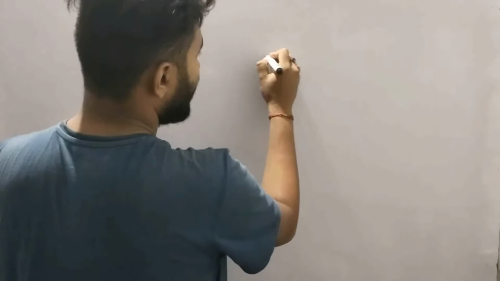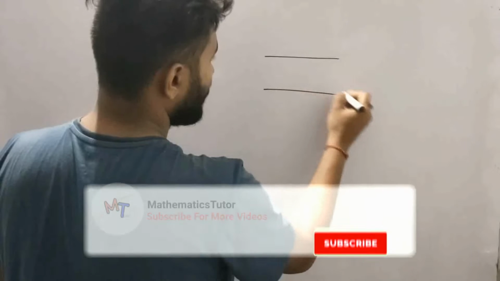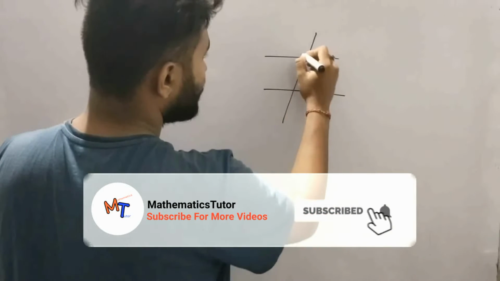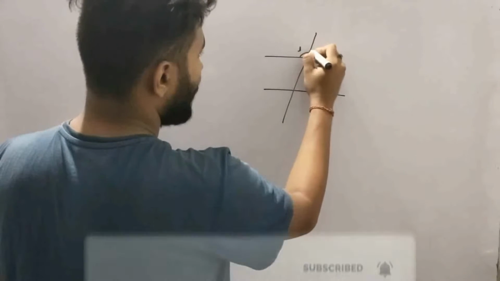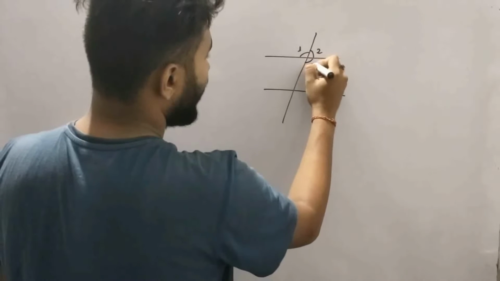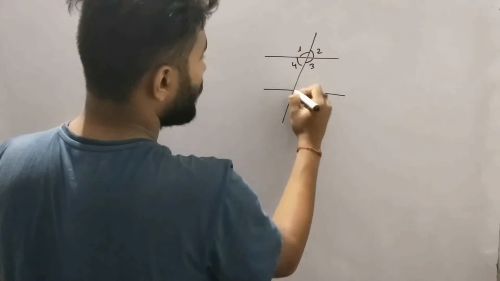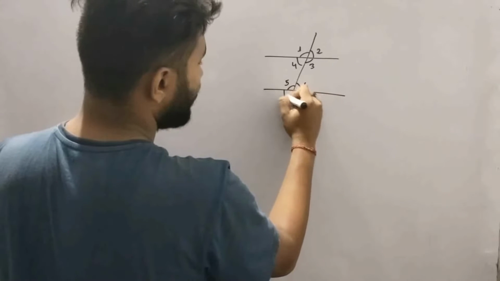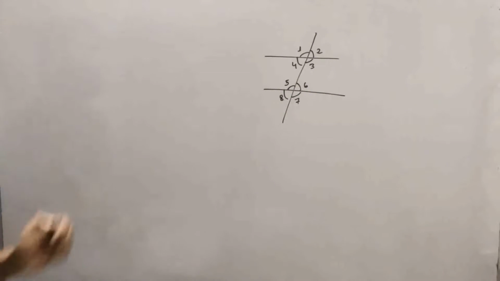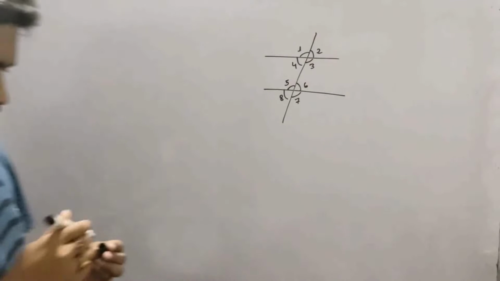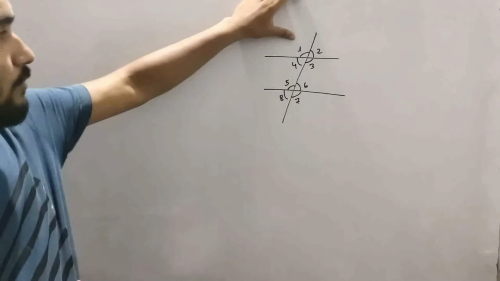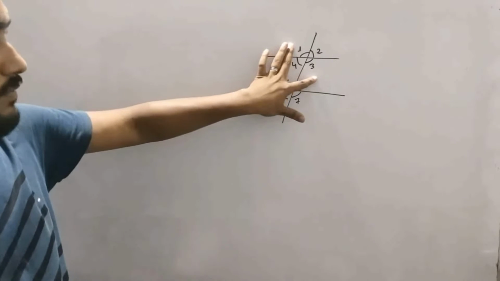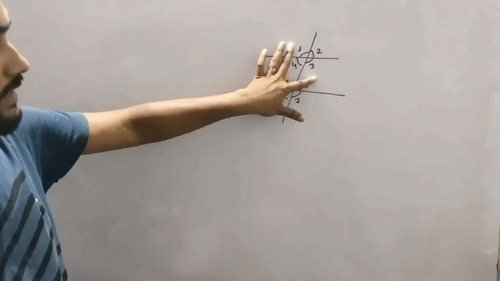Say this is the parallel line. This is the transversal. So let us again discuss. This is angle 1, angle 2, angle 3, angle 4, angle 5, angle 6, angle 7 and angle 8. Okay. So yes, it was correct that angle 1 and angle 3 will be vertically opposite angles, isn't it?